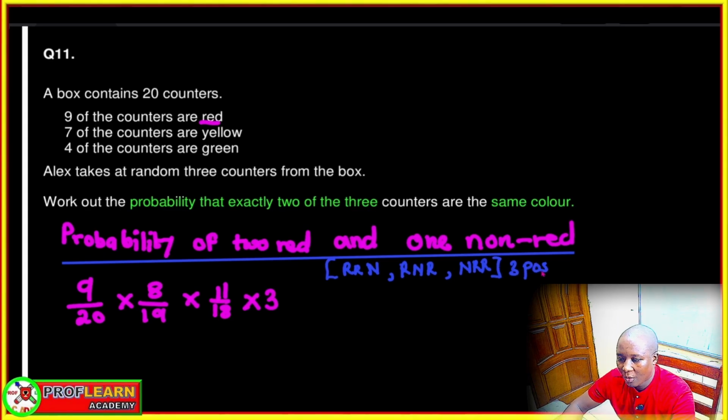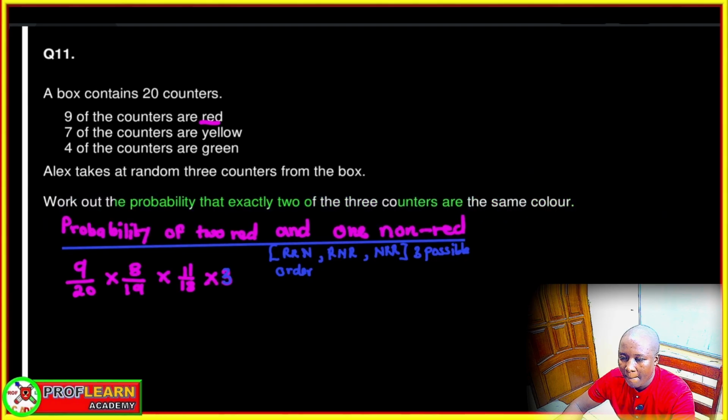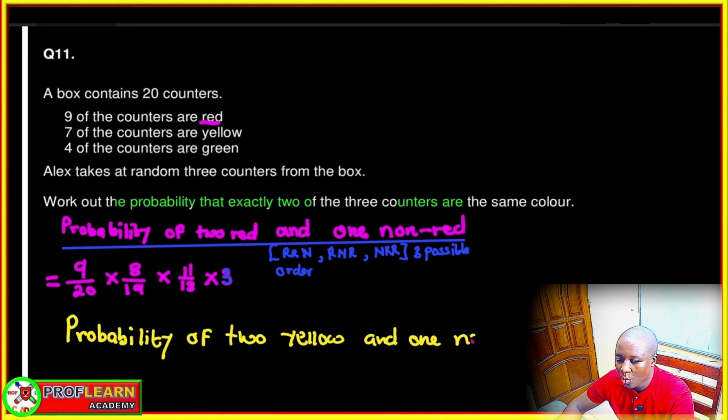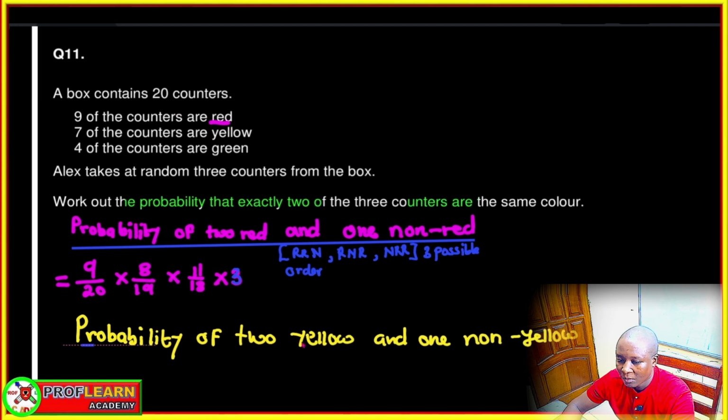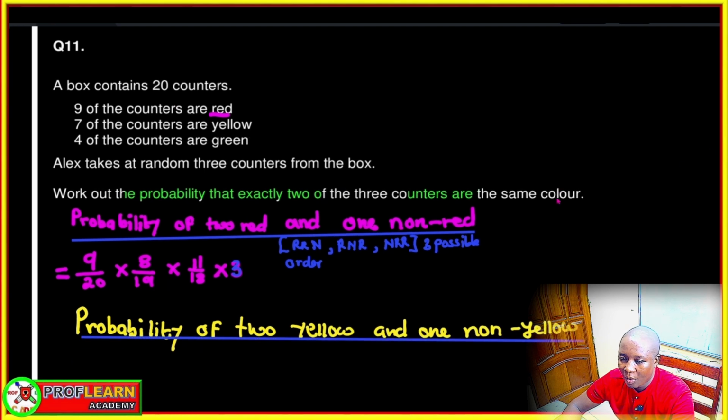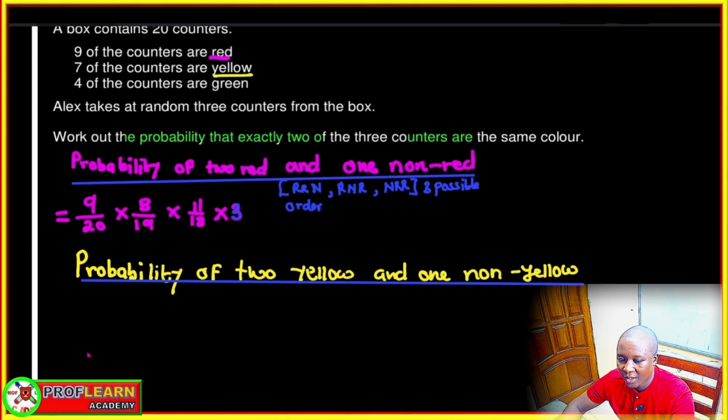And then we can move to yellow. Let me just use the yellow color here. The probability of picking 2 yellow and 1 non-yellow. So what's the first pick? The probability for the first pick for yellow will be 7 over 20.